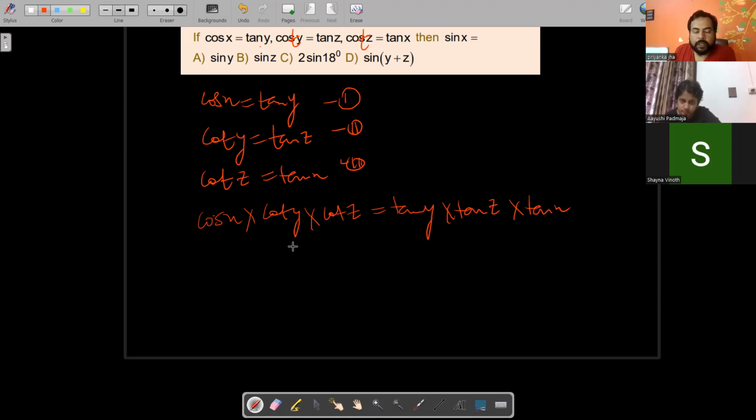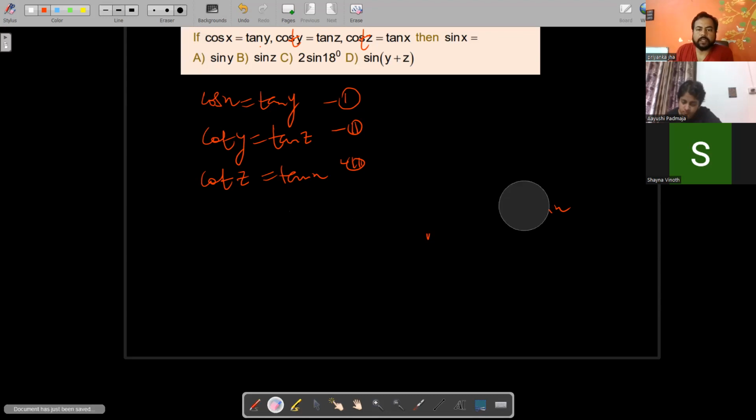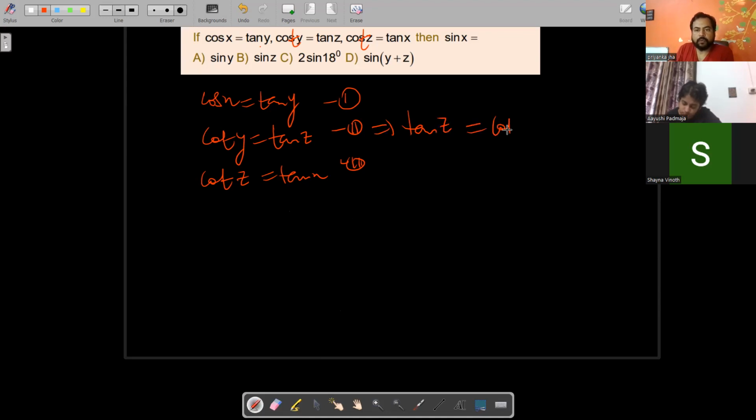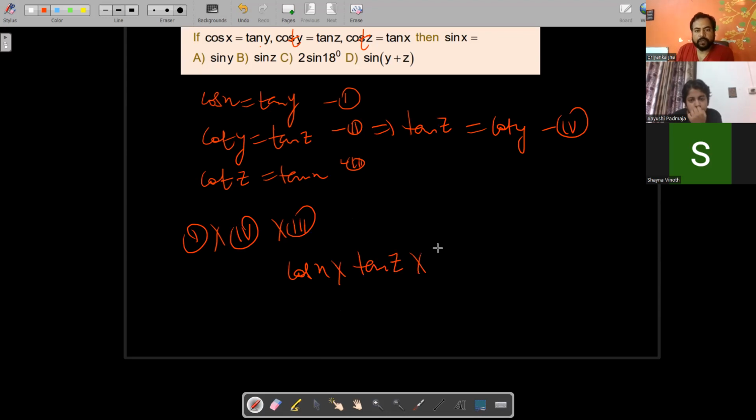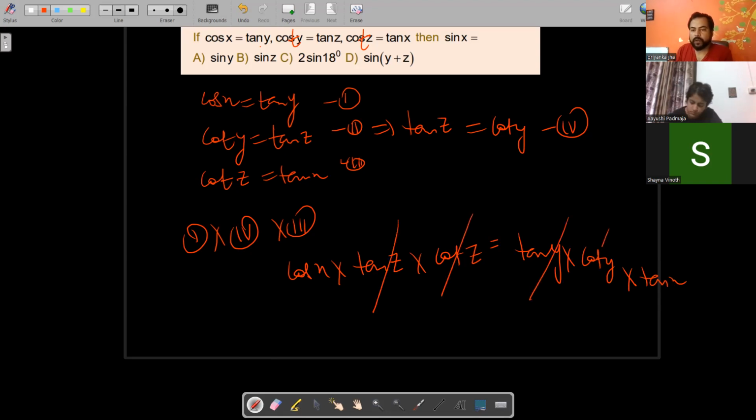Now you can see, 1 minute. No, don't multiply like this. It won't cancel. Write this equation like this: tan z equal to cot y. Now this is equation number 4, suppose. Multiply 1 into 4 into 3. So cos x into tan z into cot z equal to tan y into cot y into tan x. Now it will work. Tan z, cot z gone, tan y, cot y gone.